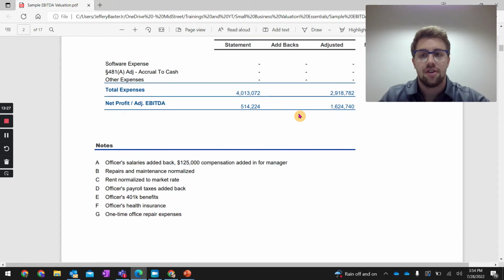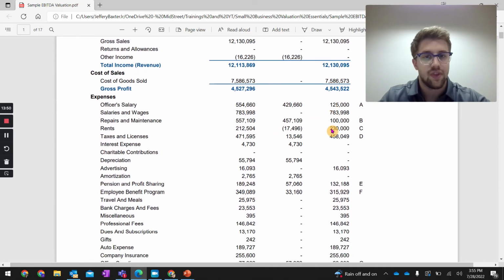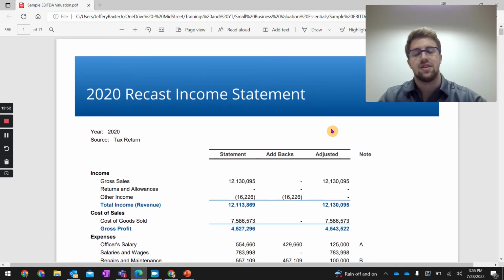So coming down here to the bottom, we'll see that that went from $514,000 in net profit on the bottom of the tax return to $1.6 million in adjusted EBITDA. And that's pretty normal to have a big increase like that. I would say that's a little bit more than I would have expected. Typically, you'll see a couple $100,000 at least because of the officer's salary. But the most important thing when recasting financials is to get the documentation early and ask a lot of questions.